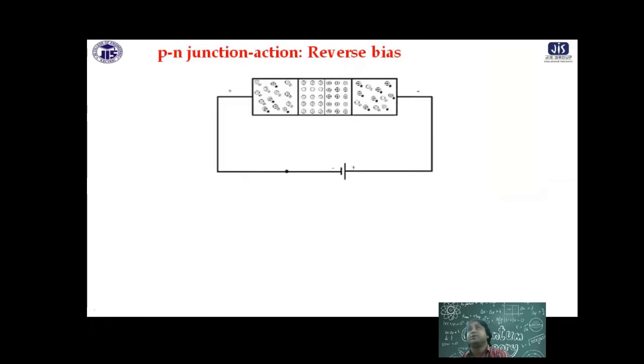Look at the picture. You may think in this way: electrons are with minus charge. Minus charge connected with positive polarity will be pulled out. Similarly, holes connected with negative polarity are also being pulled out. So basically, the depletion region will be widened. So the probability of the electron crossing the junction and coming to this side becomes very less. So the majority current flow becomes very less.